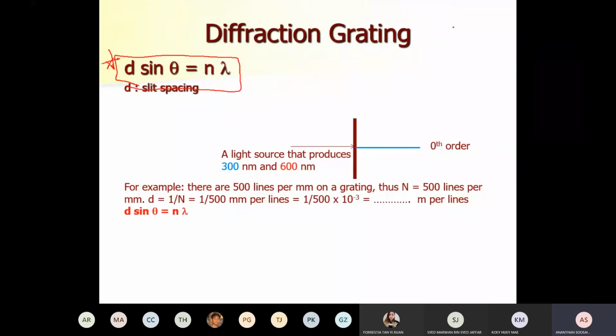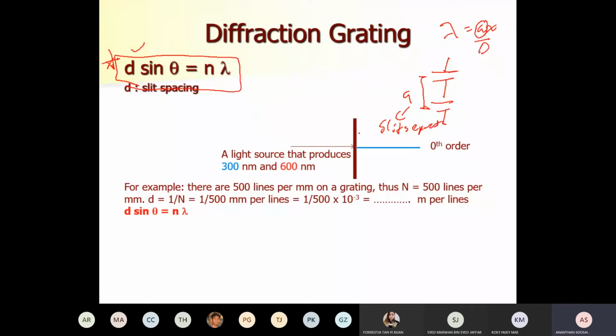Like last time, lambda equals a x over d for the double slit experiment. The d here is similar to the a there. Last time in the double slit, what is your a? a is your center-to-center spacing, the slit separation or slit spacing. The same thing works for d.